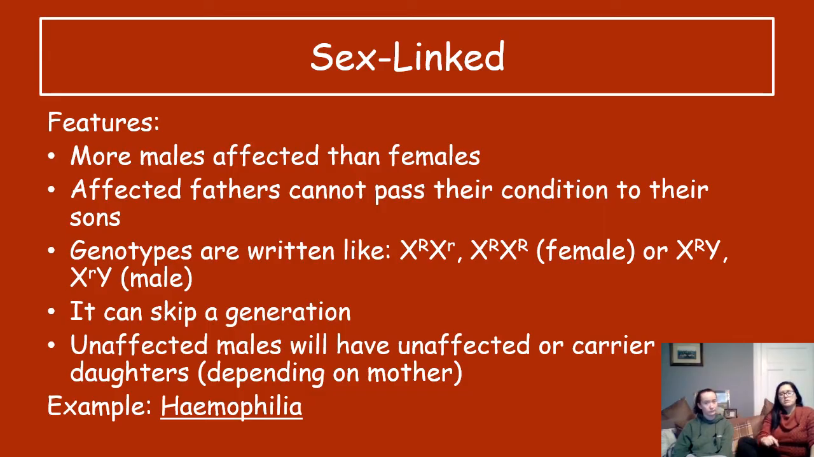It can skip a generation, and it's passed on by females. So female carriers have a tendency to pass it on to their sons. Another one that's quite nice is the colourblind one. Generally everyone knows a man or two that is colourblind. Nobody really knows girls that are colourblind because it is passed on because it's sex-linked.